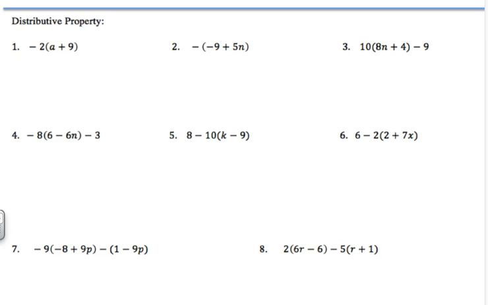Now, the distributive property is going to involve multiplication. How you show your work are your little rainbows, like such. And so you're going to multiply that negative 2 to every term inside those parentheses. So you're going to do negative 2 times a first, which is just negative 2a. And then you're going to move on to negative 2 times 9, and that would be a negative 18, because a negative times a positive is negative. We're done. I can't combine any like terms, and so that's our final answer.